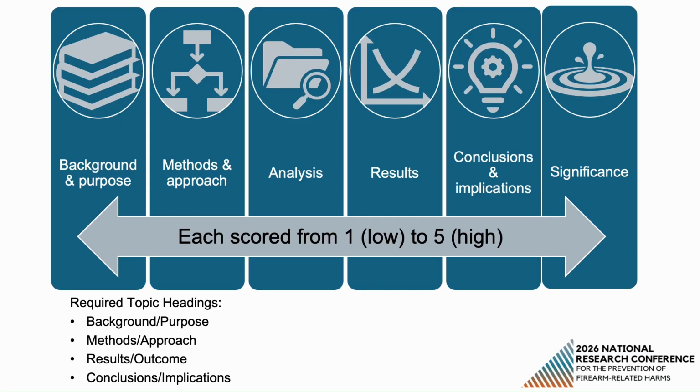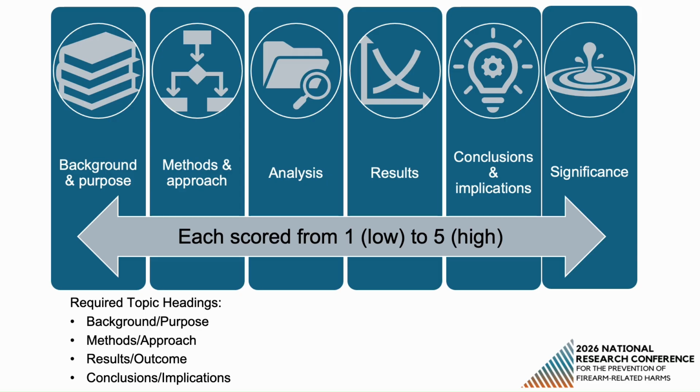Each scientific abstract is scored on these 6 categories, and I'll talk through each briefly. As a reminder, abstracts should be no more than 400 words in length, and they should follow the required format with these headings: background, purpose, methods, approach, results, outcome, and conclusions, implications. For this conference, you must have findings at the time of submitting your abstracts. These findings can be preliminary, but there must be data presented.